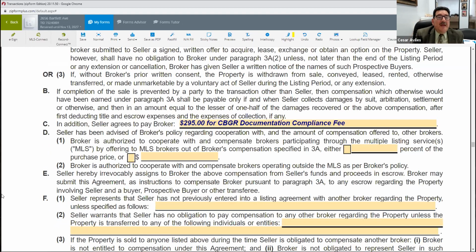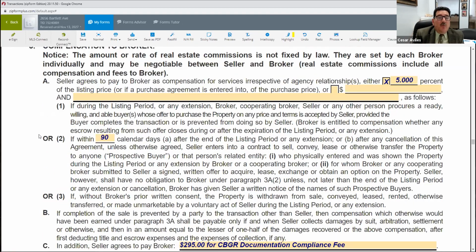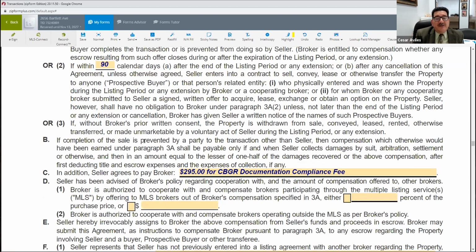So this one will be 3A. We also get commission if completion of the sale is prevented, right? If the buyer cancels, and if the seller collects any money, if the seller sues the buyer, or if the seller collects the liquidated damage clause, we are entitled to 1/2 of those damages recovered. We very seldom do. You know, we want to keep good relationships with the people, but it is written in the contract. It's in black and white. And if we wanted to go and collect half of whatever is in the deposit, then we will do that.